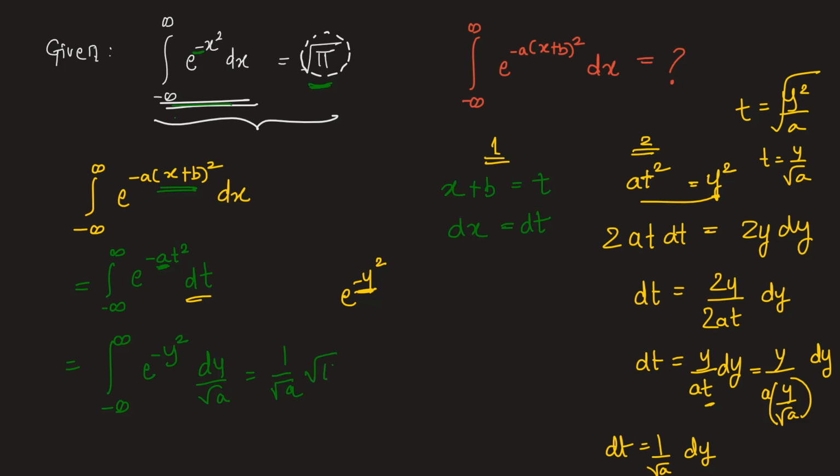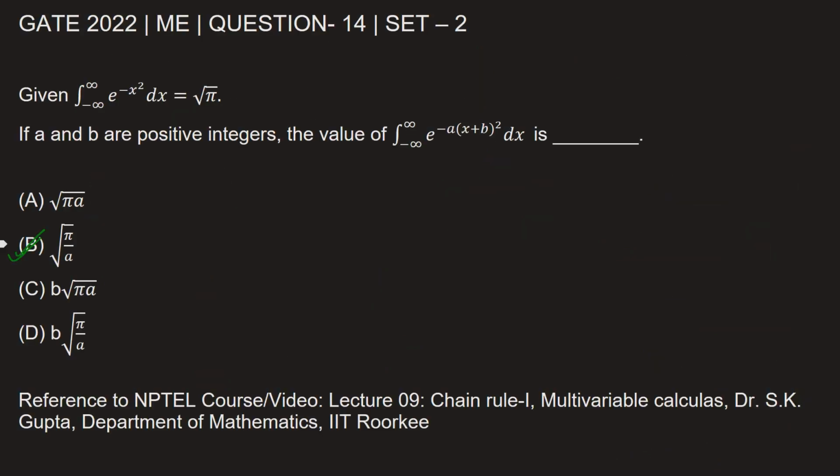So we have the answer as under root of pi by a. Because x and y are both variables, a variable can take any value. So we can take x equivalent to y, and therefore even though we have got y here, we have taken the value root pi of this integral itself, because x and y are both variables and they are interchangeable. Let's go back and mark this option. Option B, under root of pi by a, is the correct answer.